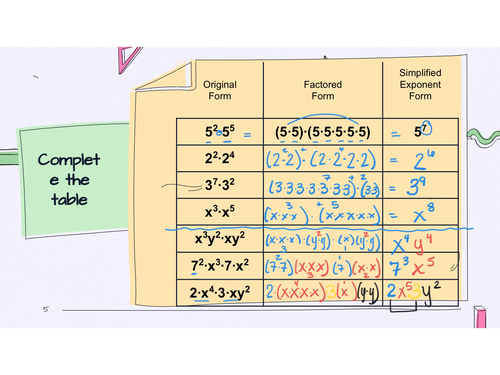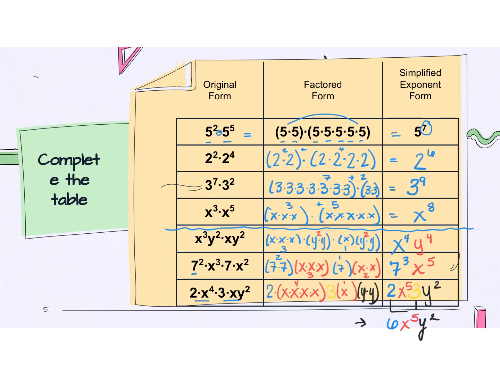So this entire thing simplified would be 2 times 3, which is 6, and then x to the power of 5. I better fix that. X to the power of 5. Sorry. X to the power of 5. And then we have y squared.